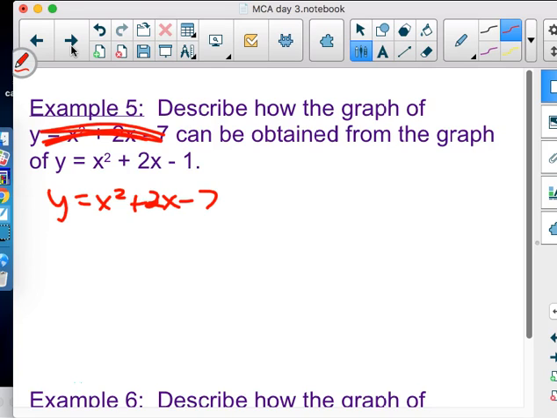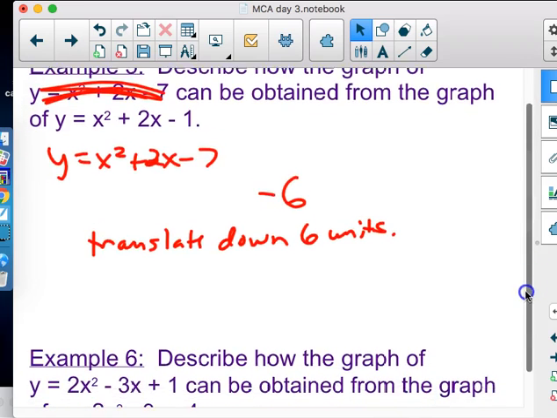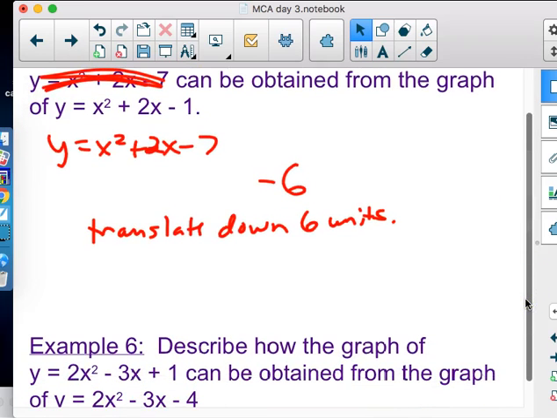Well, they look pretty similar. There's only one difference, right? A -1 became a -7. So what do you do to a -1 to get a -7? Subtract 6. What does a -6 in the back of our formulas do to the graph? Down 6. Translate down 6 units. So that's really what they wanted to know. You know, what change is happening here if we go from -1 to -7?